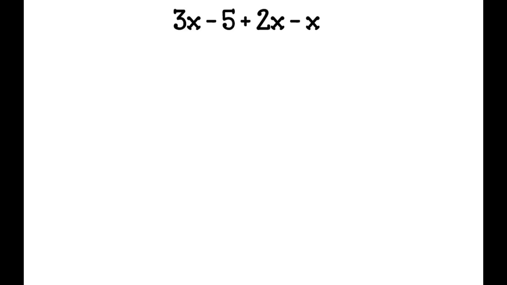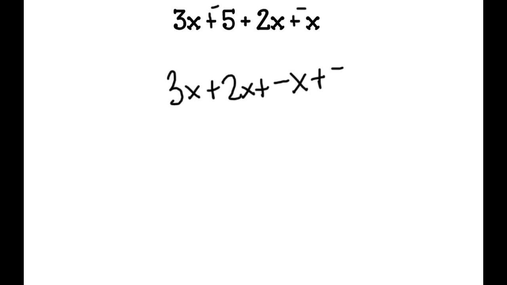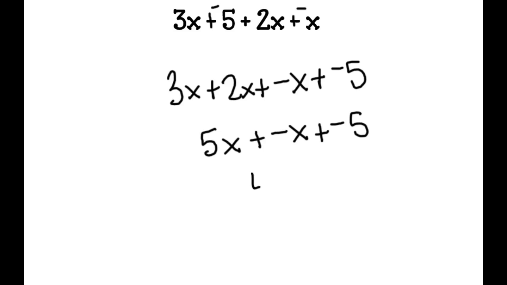Okay, 3x minus 5 plus 2x minus x. First thing I'm going to go through and do is add the opposites. Then I'm going to make all of them stand next to each other, just so it's clear to see. So I'm going to do 3x plus 2x plus negative x plus negative 5. I'm going to do 3x plus 2x is 5x plus negative x plus negative 5. 5x plus negative x is 4x plus negative 5.